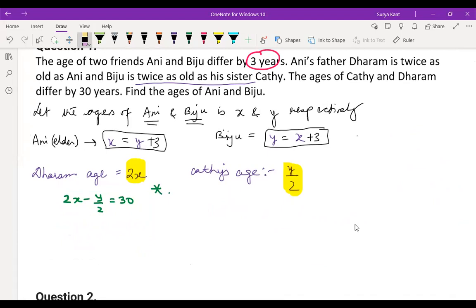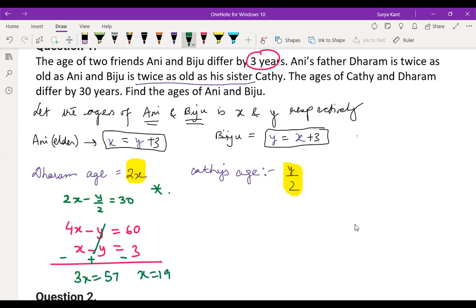So the first equation we consider is 4x minus y equal to 60, and the second is x minus y equal to 3. Just change the sign over here: minus plus minus, this will get cancelled. So 3x is equal to 57, so x is equal to 19. Is it coming? x is equal to 19.